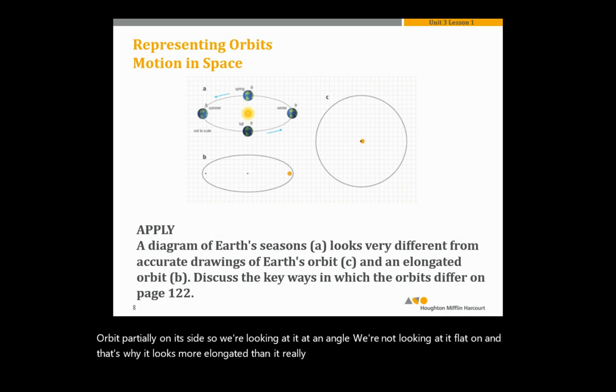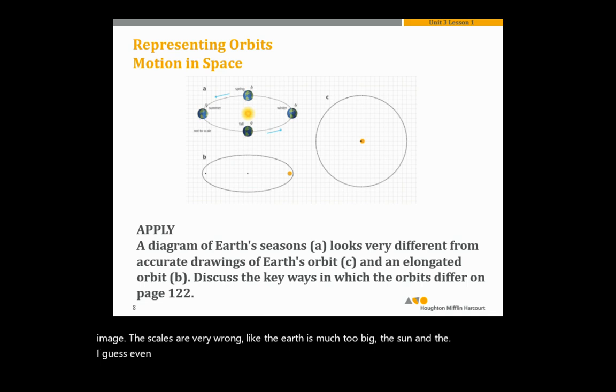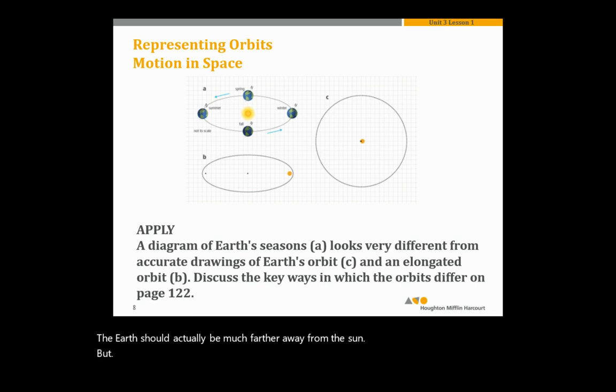Now, there are other problems with this image. The scales are very wrong. Like the Earth is much too big, and even the sun is too big. Those are choices that were made to show the images. The Earth should actually be much farther away from the sun. But the point is that in drawing A, the orbital plane is tipped partially on its side, so we're looking at it from an angle.